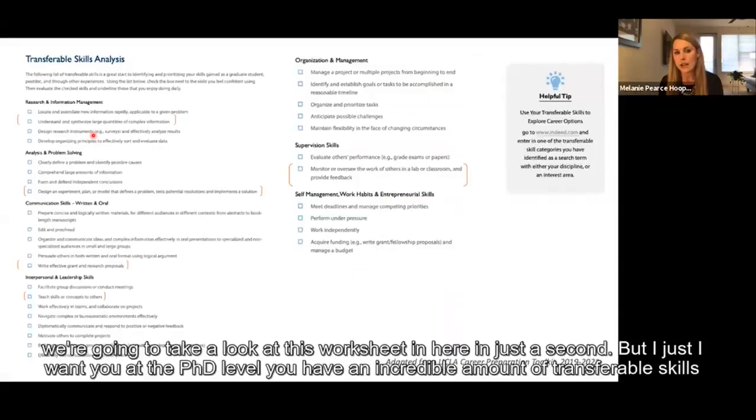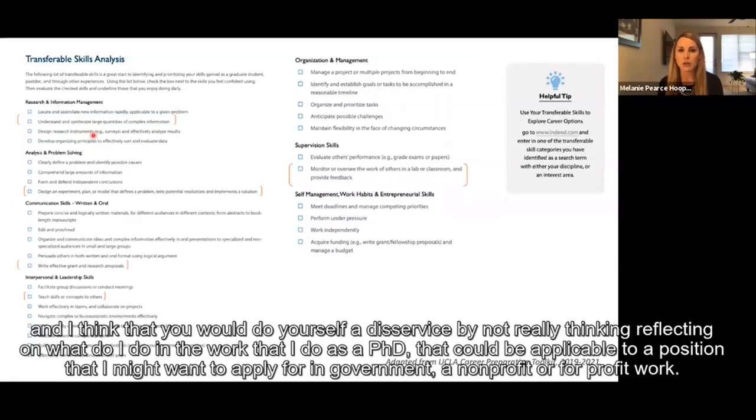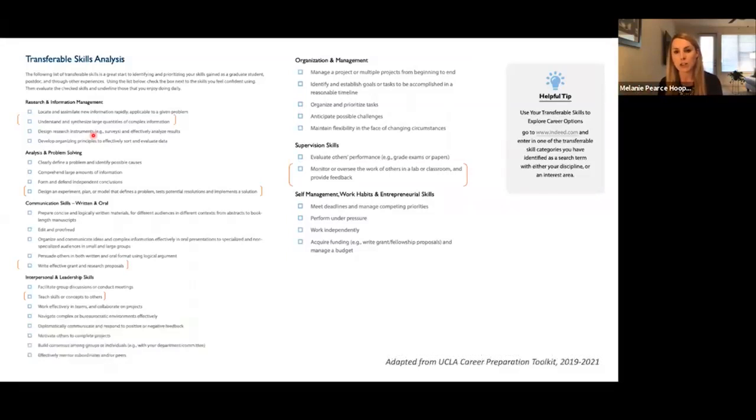So we're going to take a look at this worksheet in just a second. But I want you at the PhD level, you have an incredible amount of transferable skills. And I think that you would do yourself a disservice by not really thinking and reflecting on what I do in the work that I do as a PhD that could be applicable to a position that I might want to apply for in government, a nonprofit or for-profit work.